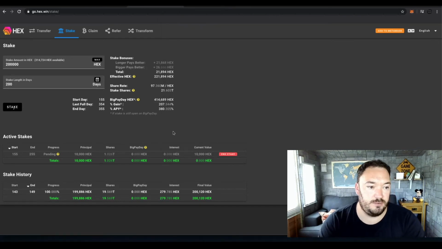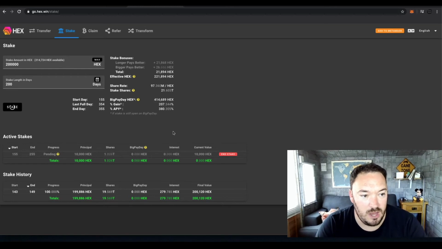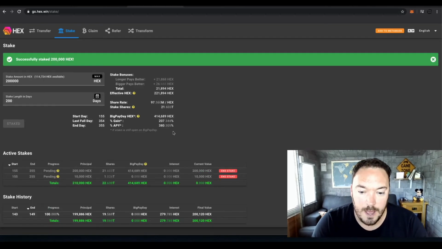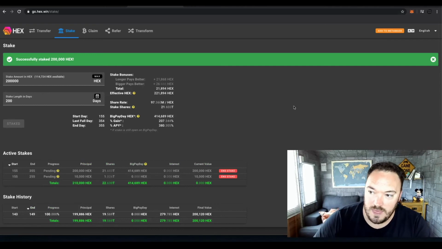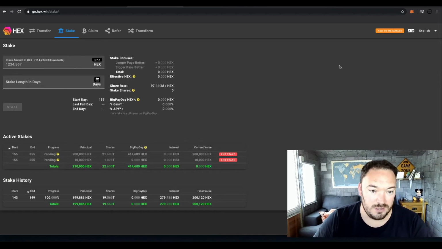Right, so that's going to be me with only 114,000 hex left. What do I do with that 114? Bit of a tough one, really. Obviously, I don't want it just sitting in my wallet doing nothing. I might as well stake it, but maybe for a mid-term stake. So that way I've got one very short stake, I've got one medium stake, and I've also got a very large stake, in my opinion.